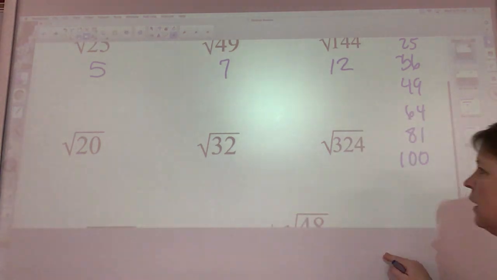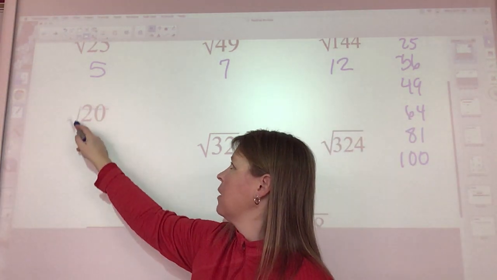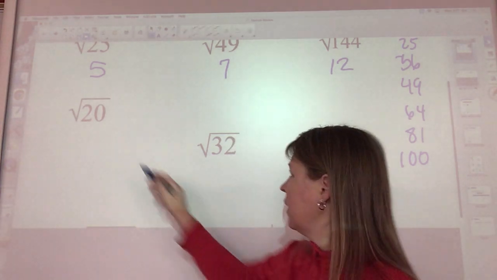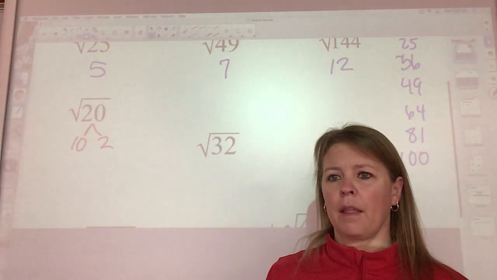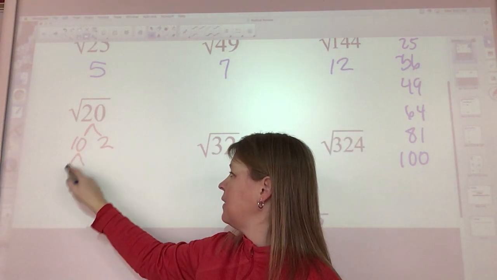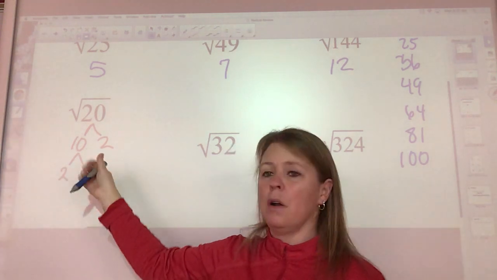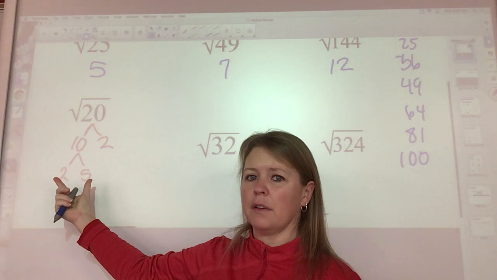You can break 20 down into any of its factors. It doesn't have to be a perfect square. I maybe want to break 20 down into 10 and 2. 10 times 2 is 20. Neither one of those are perfect squares. But then I'll break my 10 down into 2 and 5. And you keep going until you are finished breaking it down into all of its prime factors.